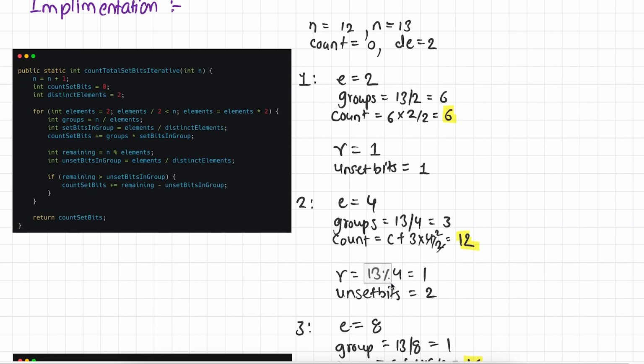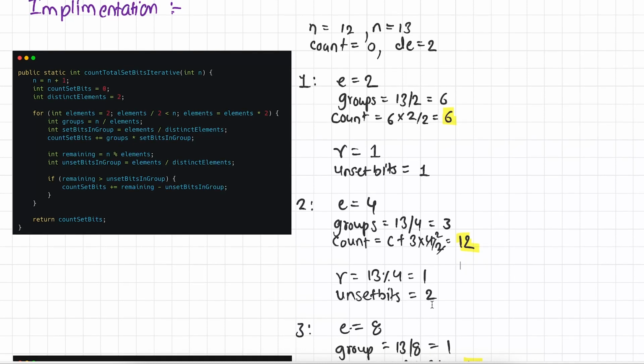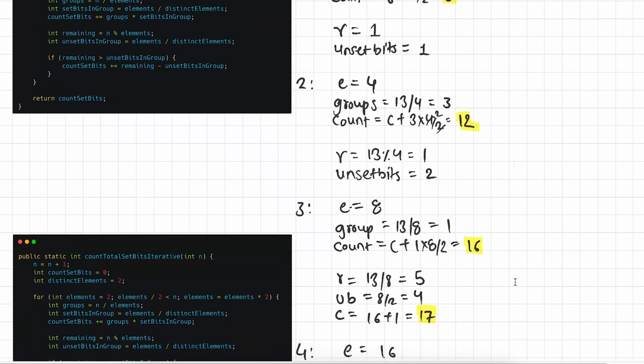Okay. Let's count the remaining elements. If we do 13 modulus 4, we get 1. Okay. And unset bits are 2. So here also remaining is less than unset bits, so we cannot do anything. Okay. Let's move on to the next iteration.